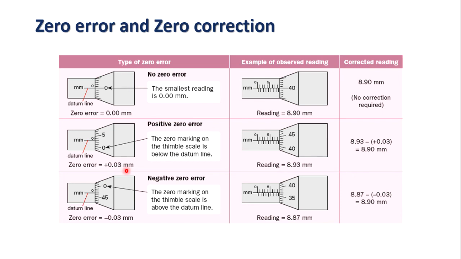Now how to correct this zero error is that when you take your final reading, you will subtract this zero error from the actual reading. If 8.93 millimeter is the reading, you will subtract the plus 0.03 from this 8.93 and you get 8.90 millimeter. The other type of zero error is the negative zero error.